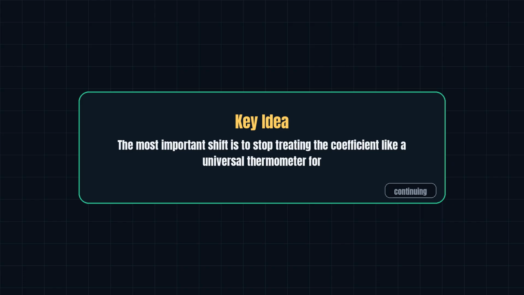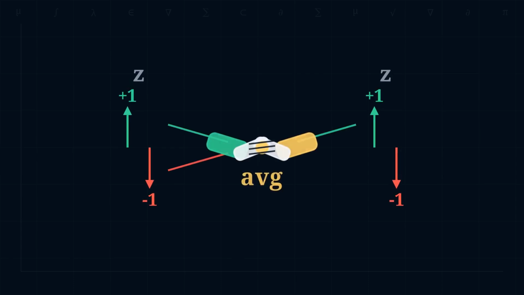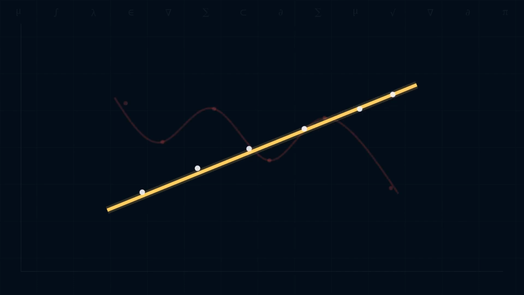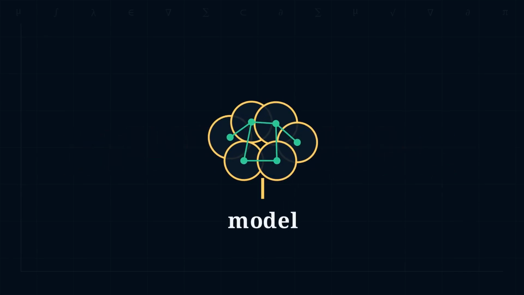The most important shift is to stop treating the coefficient like a universal thermometer for relationships and start treating it as the average handshake of standardized ups and downs along a straight line. It measures linear alignment, not general dependence, not slope with units, not cause. Once you hold that model in your head, you know exactly when the number speaks for your data and when it is out of its depth.